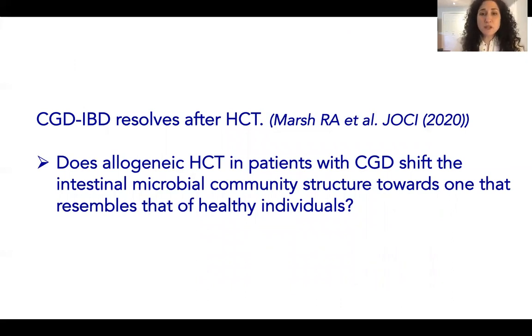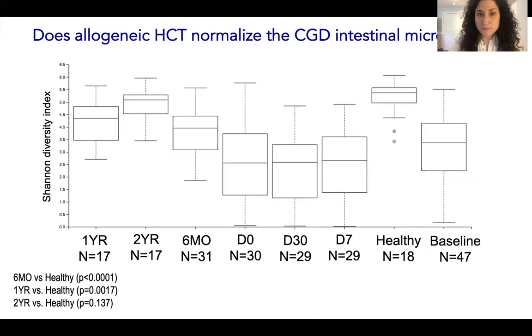So we know that CGD-IBD resolves after hematopoietic cell transplantation. And this was beautifully shown in a paper from Rebecca Marsh and all members from the PIDTC group, so the Primary Immune Deficiency Treatment Consortium, specifically from Protocol 6903. And within this context, we wanted to look to see if allogeneic hematopoietic cell transplantation in patients with CGD could actually shift the intestinal microbial community structure towards one that resembles that of healthy individuals.